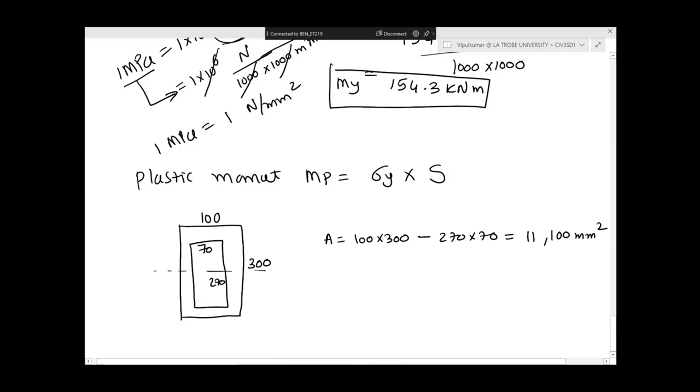Now we need to find the axis that will divide the area equally. So let's say this axis is at some distance h. We don't know where this axis is, the plastic neutral axis, where your areas would be equal. Okay, you know this concept, right? Let's say this is the axis. It could be anywhere here. This is h. That will divide your whole cross section into two equal parts. So the total area I calculate as 100 times 300, take away the 70 times 270, then this is your total area. We need half of that one.